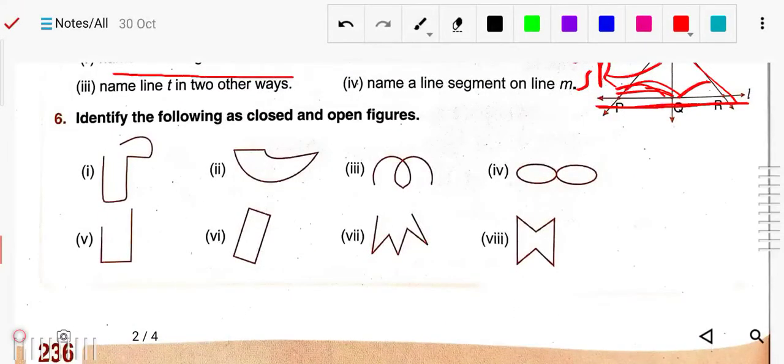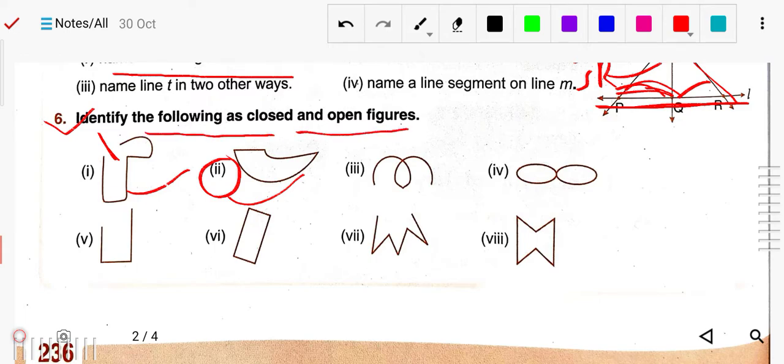Next, number 6, identify the following as closed or open figures. Means closed and open you have to only identify. So you can see this is open or closed. Open, because the shape is an opened one. This is closed. You just tell me. This question number 2, is it a closed figure or open figure?